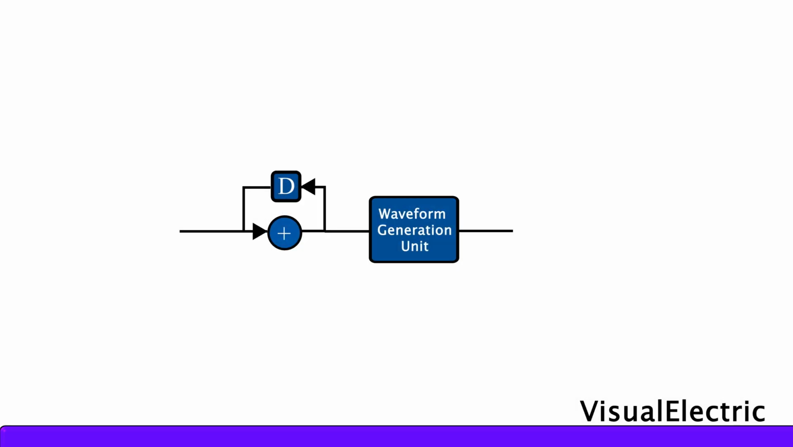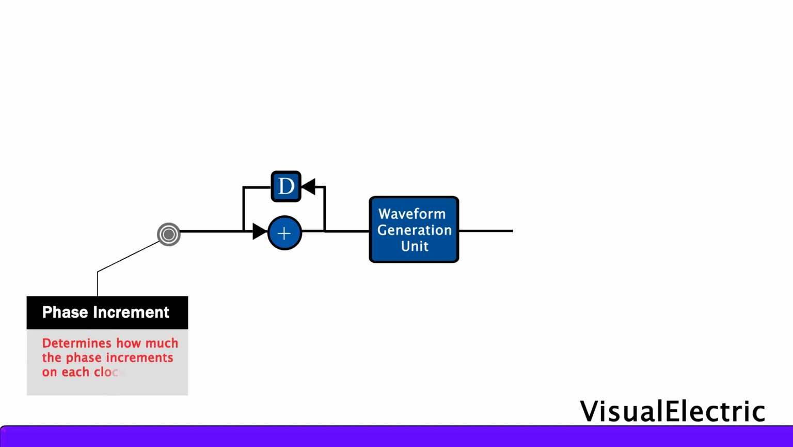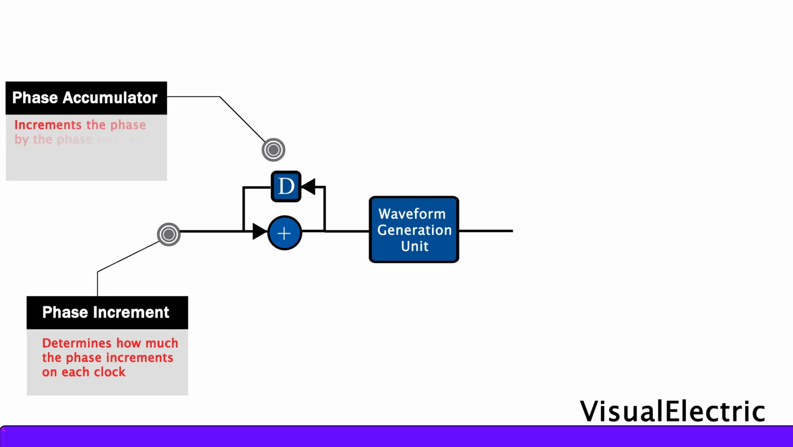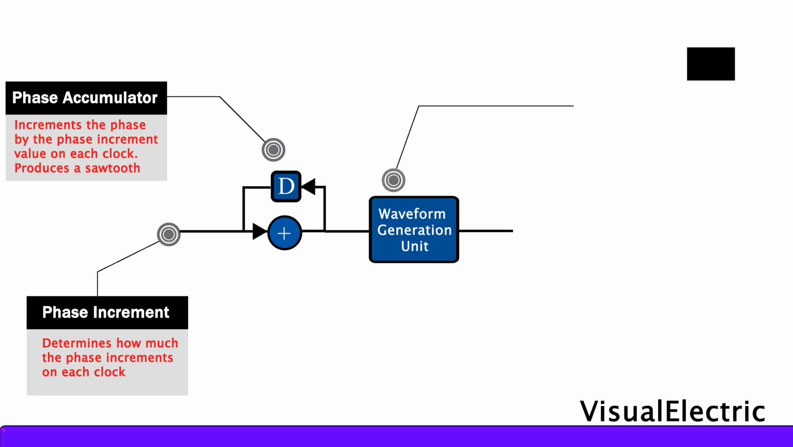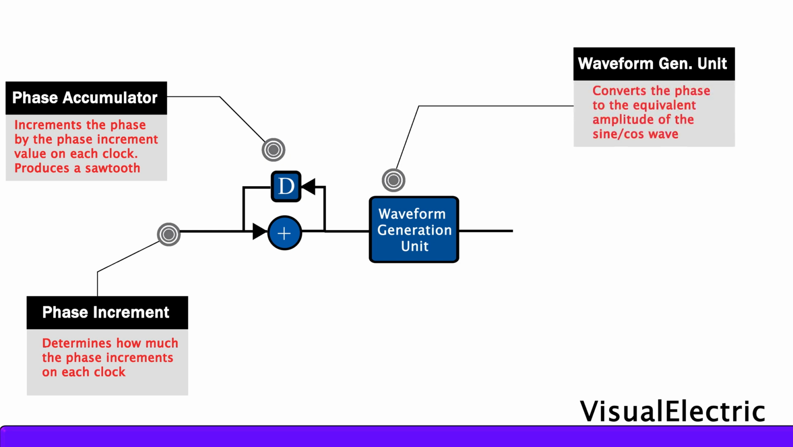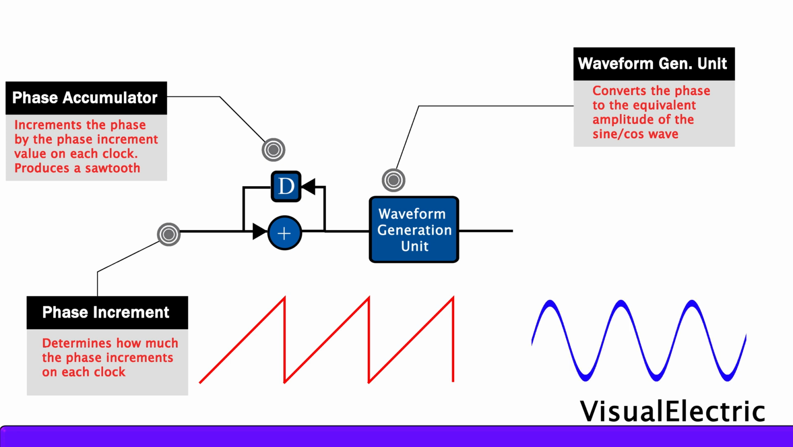The architecture of the NCO is remarkably simple. You have a phase increment value, which is the input to the NCO, and you have an accumulator which uses the phase increment value and just adds it to itself on each clock cycle. So you end up with a kind of sawtooth waveform. The waveform generation unit turns this sawtooth waveform into a sinusoidal wave. So the phase increment value actually sets the steepness of the sawtooth waveform, which consequently sets the output frequency of the sinusoidal wave. So really, the frequency is being set by the phase increment value.